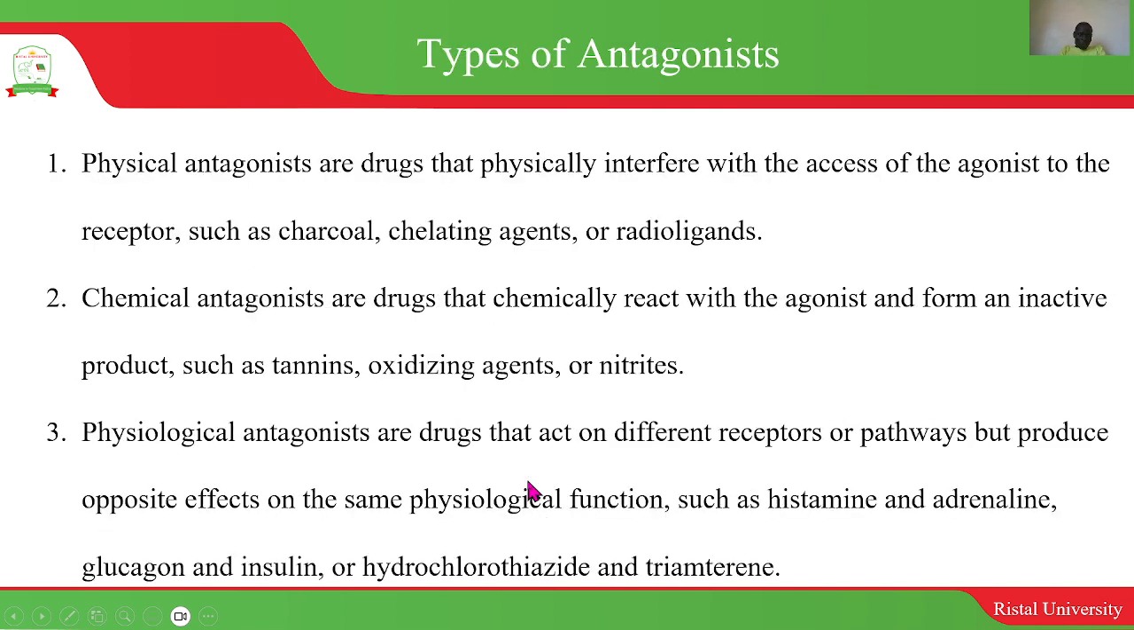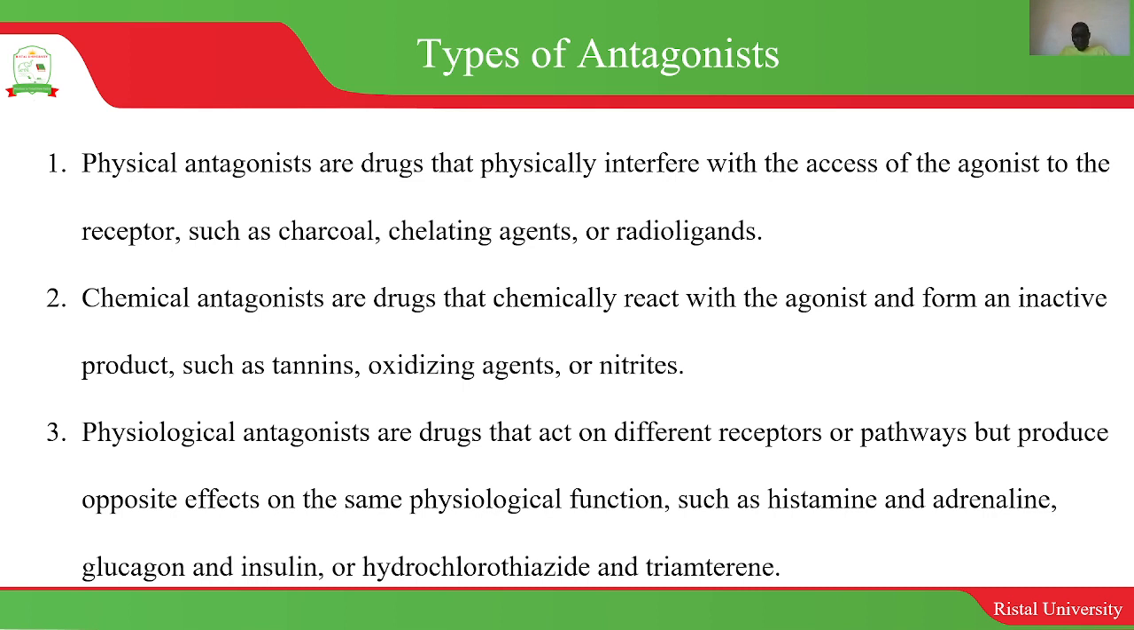Types of antagonists. We said physical antagonists are drugs that physically interfere with the access of the agonist to the receptors, such as charcoal, chelating agents, or radioligands. Okay, so they are just physical antagonists. Chemical antagonists are drugs that chemically react with the agonist and form an inactive product, such as tannins, oxidizing agents, or the nitrites.